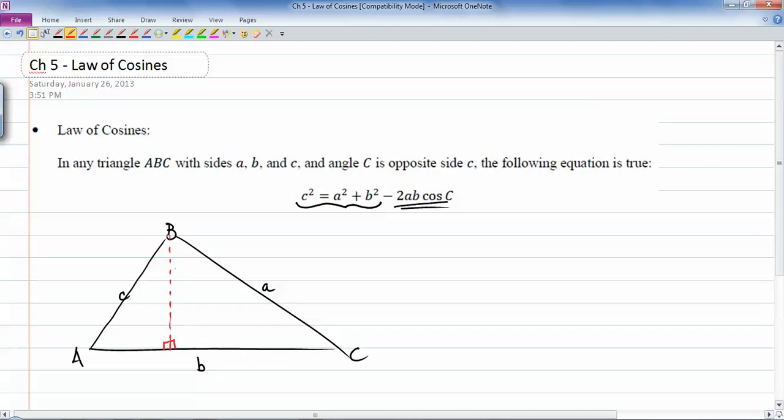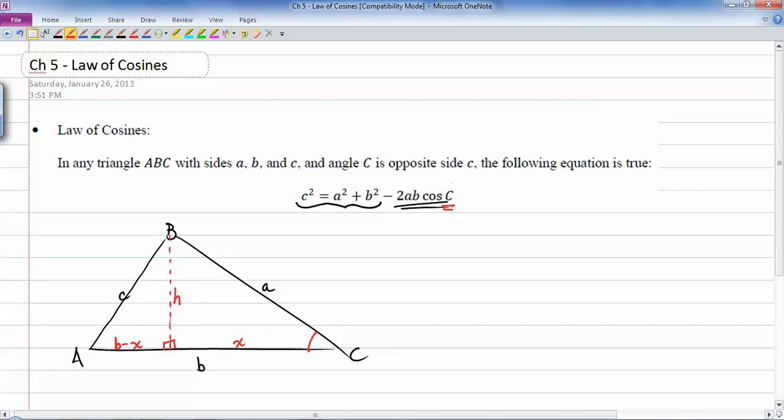So I'm going to call this part lowercase h for height. Over on this side, I'm going to work with angle C because angle C comes into play here. So on the right triangle on the right side, I'm going to refer to this bottom part as x, which would make this bottom part b minus x.